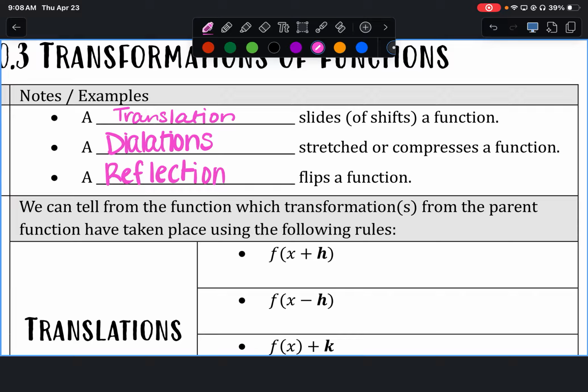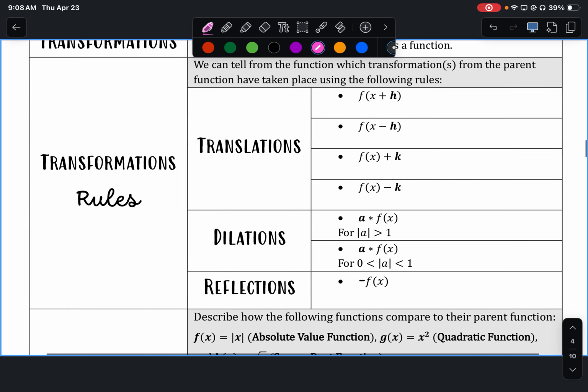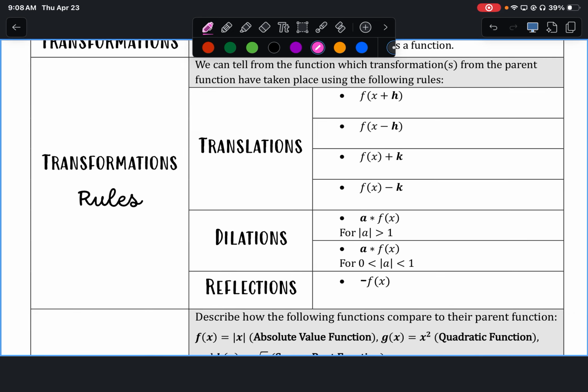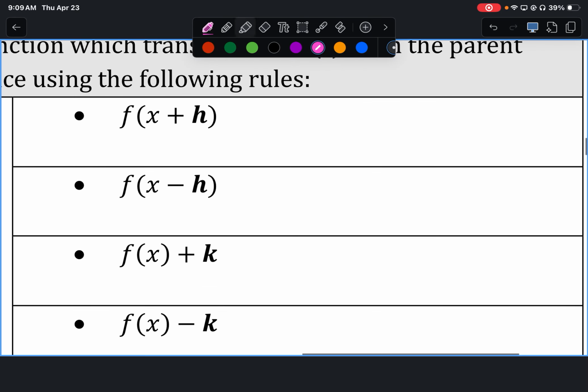Now, we are going to go through all of our different transformations and make sure we remember the rules for our transformations and how those transformations affect parent functions. So our full transformation rules are right here, and we're going to look at each piece of them. We're going to start with translations. So if we have plus h inside of our function, how does that affect our graph?